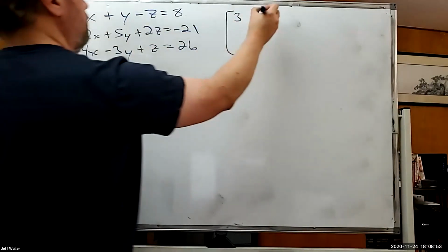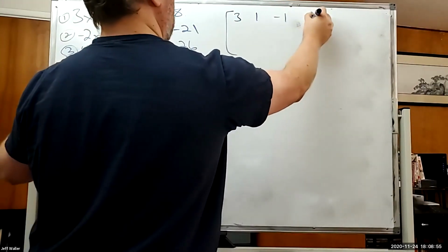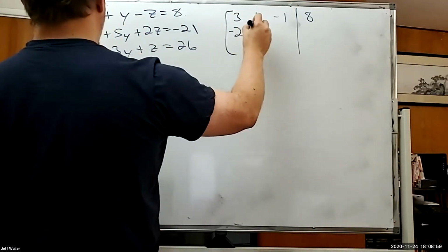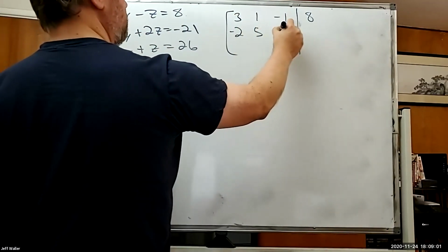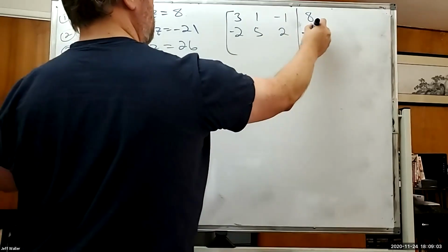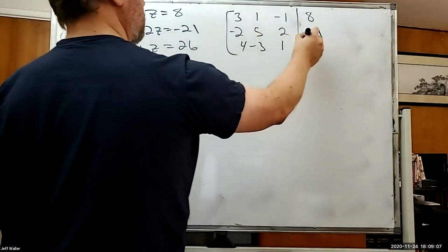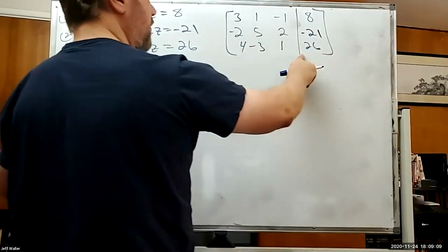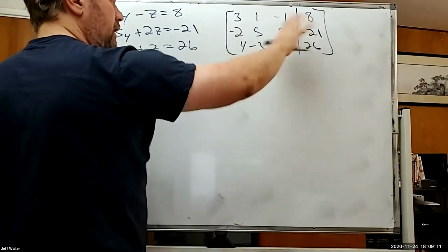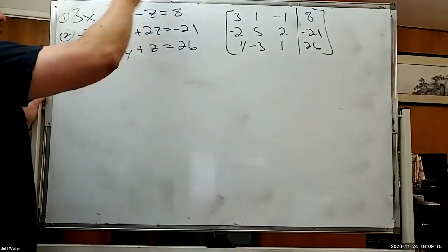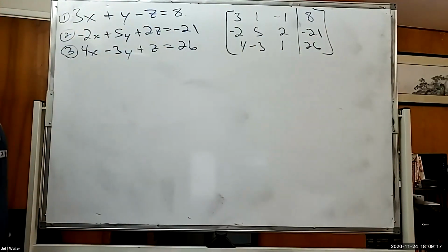So let's see, 3, 1, -1, 8, -2, 5, 2, -21. To be honest, I don't even know. Does this book use that line? I don't even know. 4, -3, 1. It might not use this line, but I like this line. It just keeps me visually certain about where things are, and that's the equals place. So I just like it.